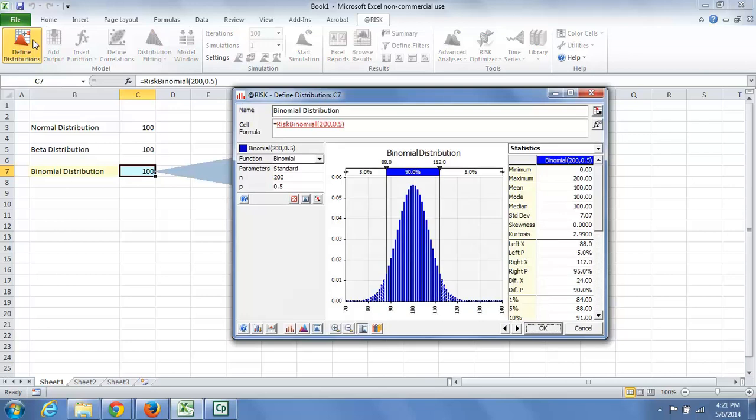The importance behind this is that there will be times when you can use a normal distribution to approximate a binomial or to approximate a beta. Likewise, you can sometimes use a binomial or a beta to approximate the normal.